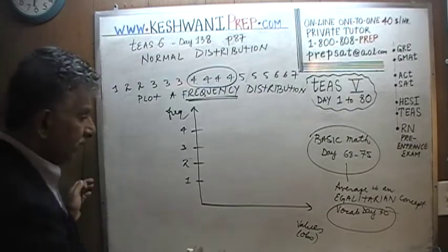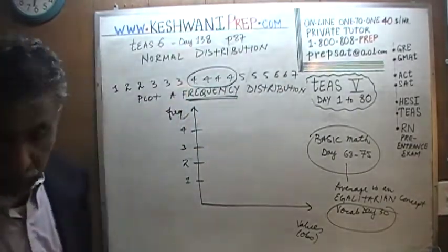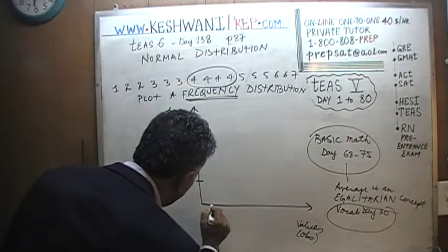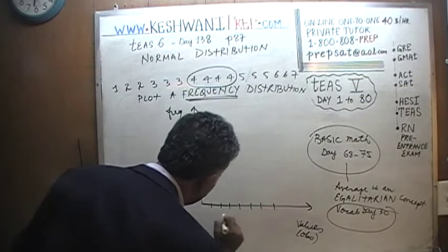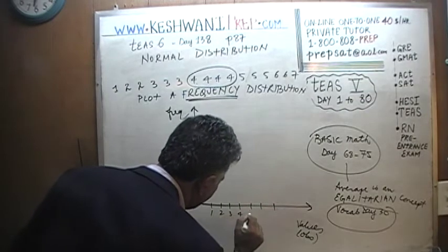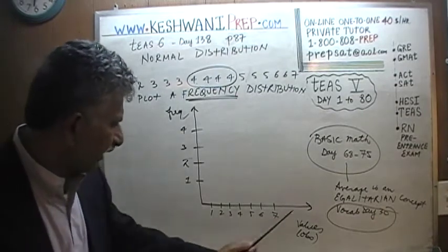And here are going to be the values. And the values go all the way from 1 through 7. So we're going to put 7 values here. 1, 2, 3, 4, 5, 6, 7. 1, 2, 3, 4, 5, 6, and 7. Let's just see what happens. I had more room. I could have spread them out a little bit more.